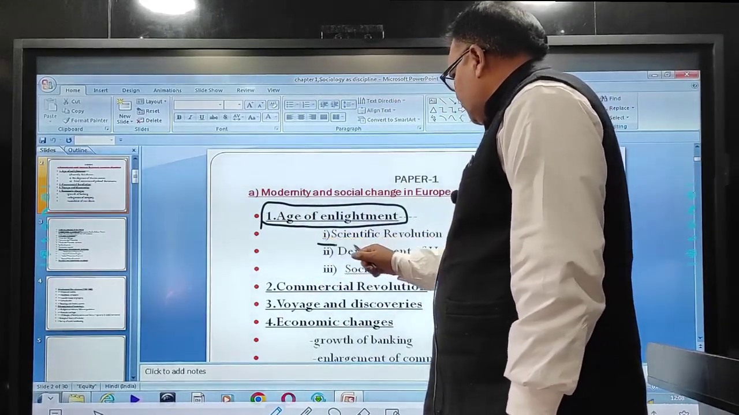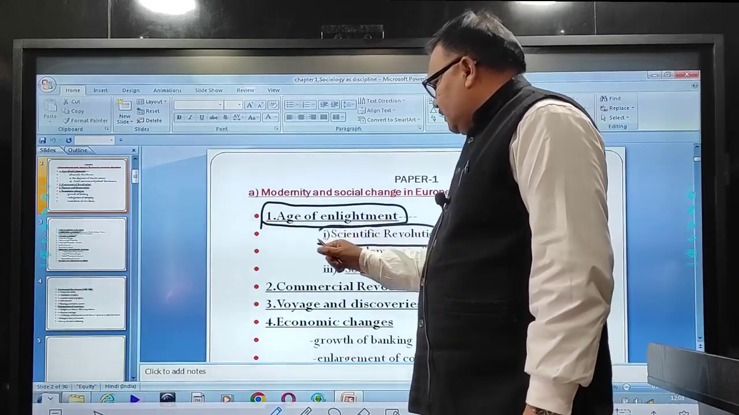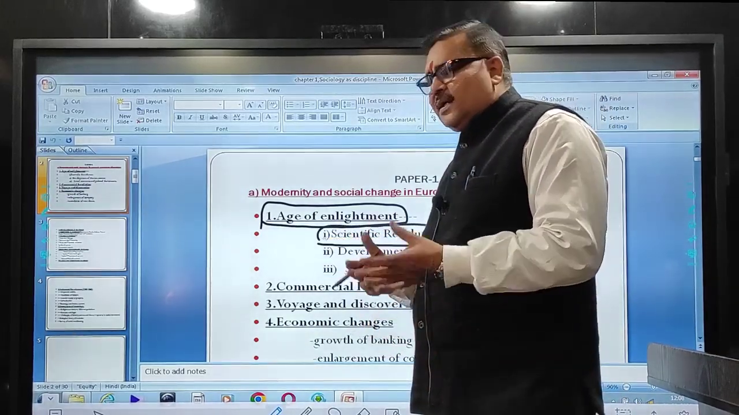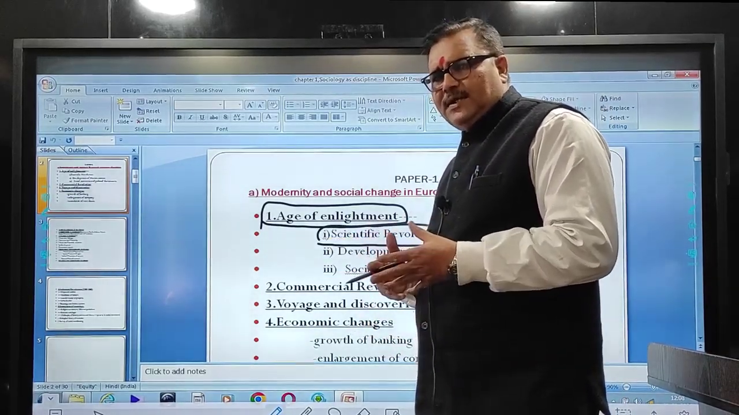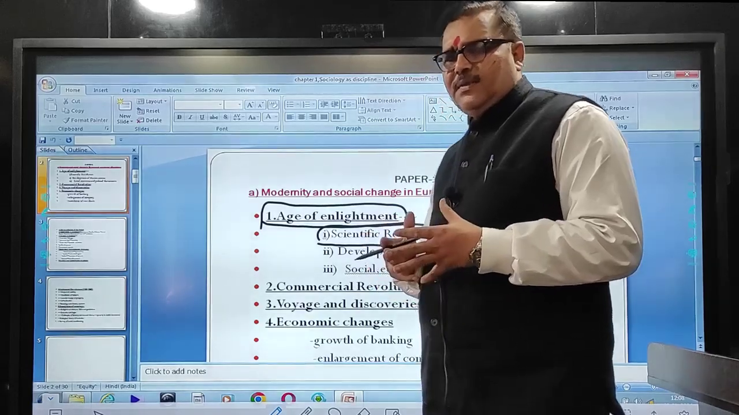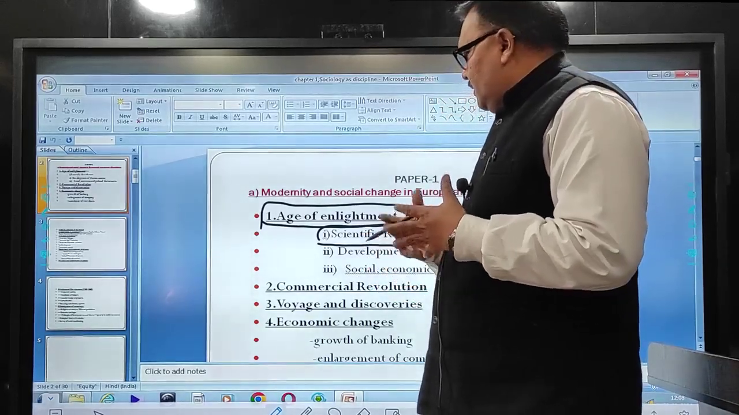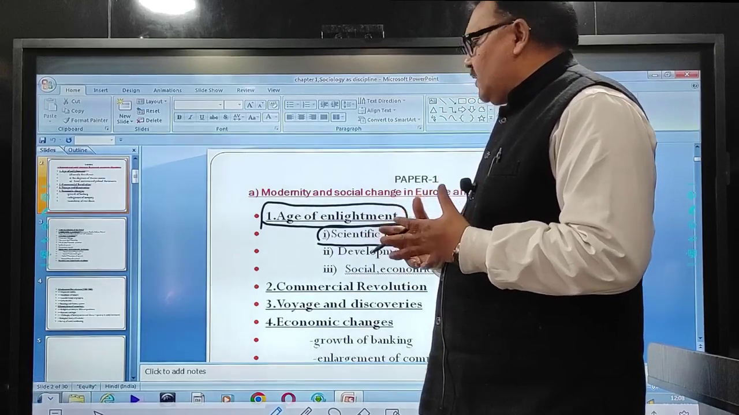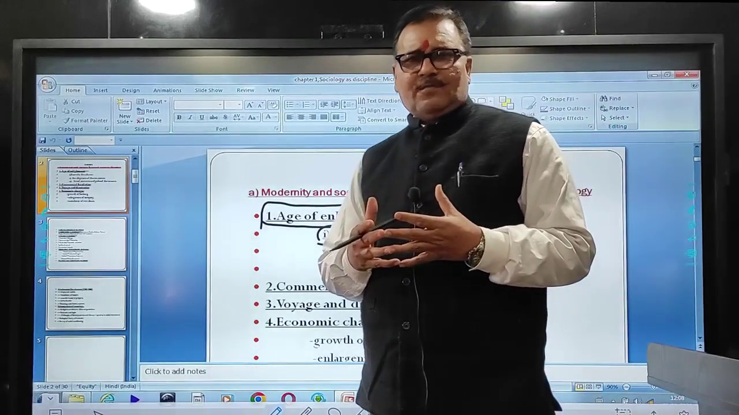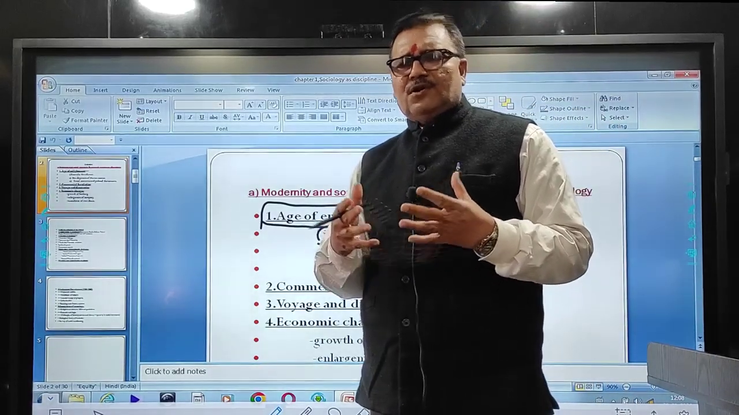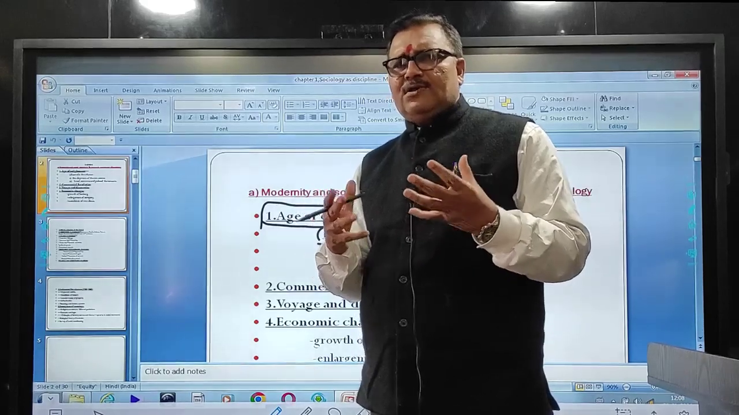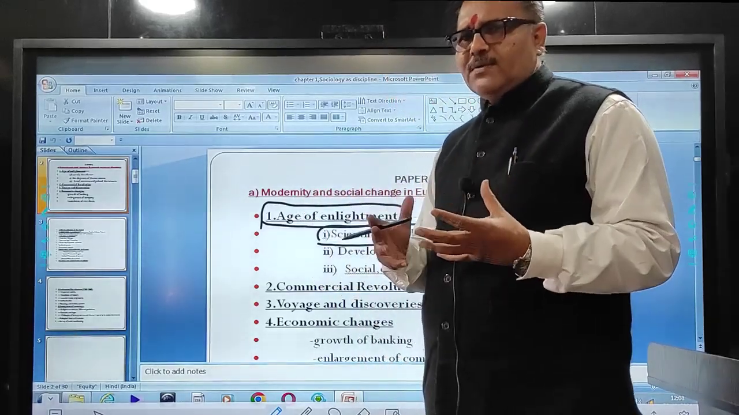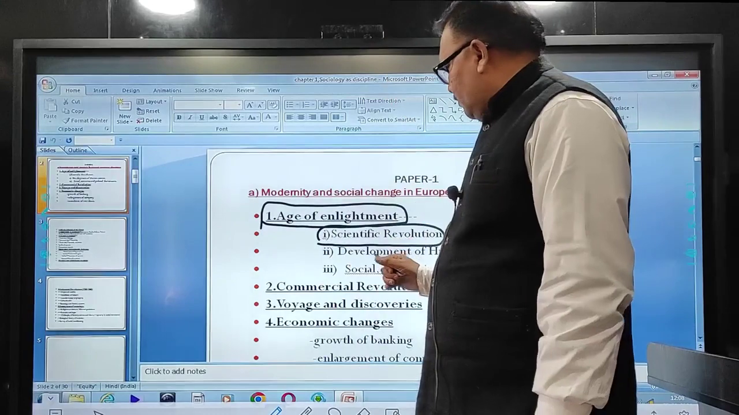Scientific revolution. In the 16th-17th century, in the physical and natural sciences, many scientific discoveries and inventions emerged. Many intellectuals emerged, like Newton, Boyle, Charles, and Archimedes. A large number of physical and natural scientists gave many scientific discoveries and inventions.